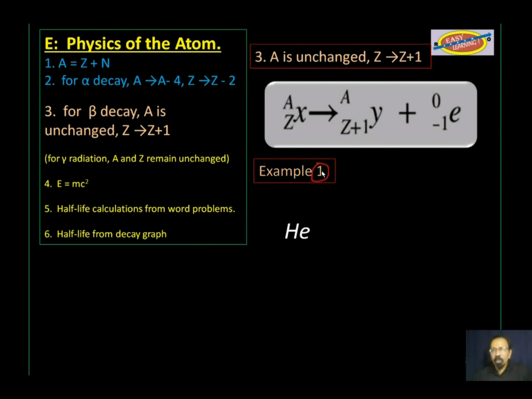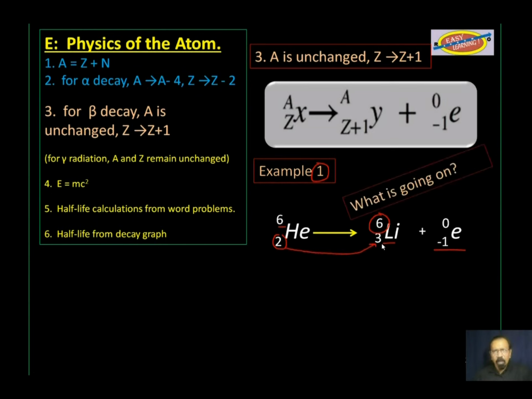Example 1, if we take helium 2, 6, now this is not your regular helium, it's an isotope of helium. From that mother element, we get lithium, and of course, we get an electron. Right now, you may be wondering, since all of this is taking place in the nucleus, where does that electron come from? And to make matters a little more confusing, yes, this remains as 6, but this 2 here will become 3 over here. And you are tempted to say, what is going on?